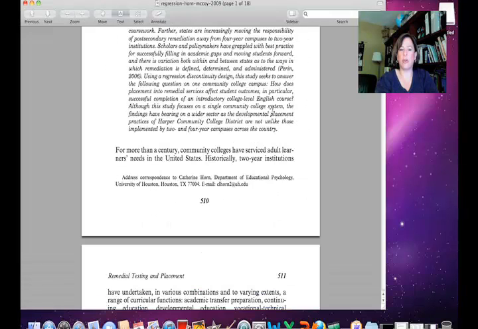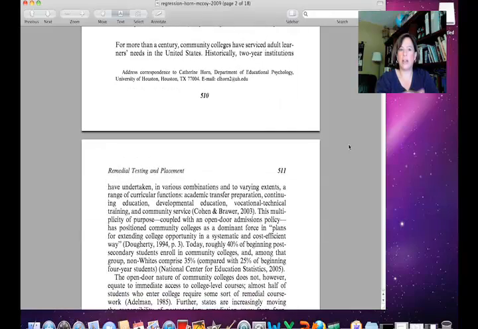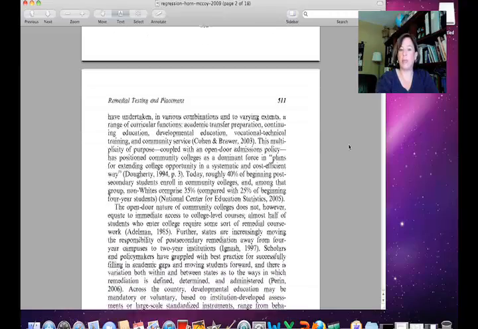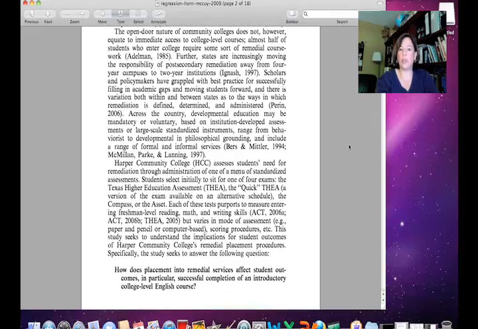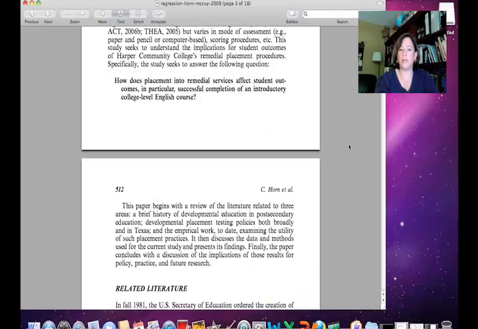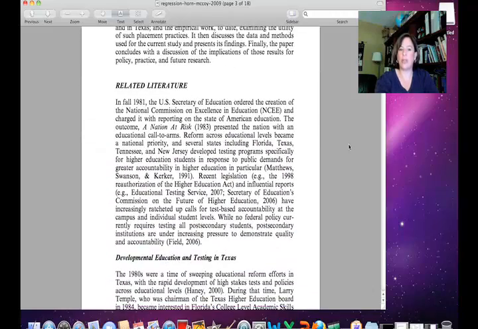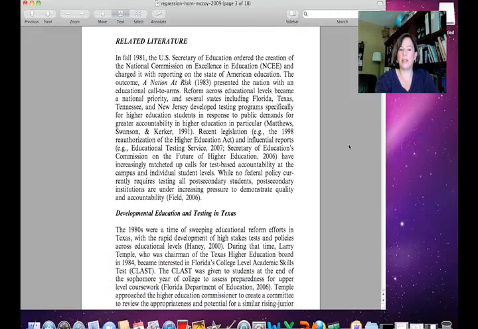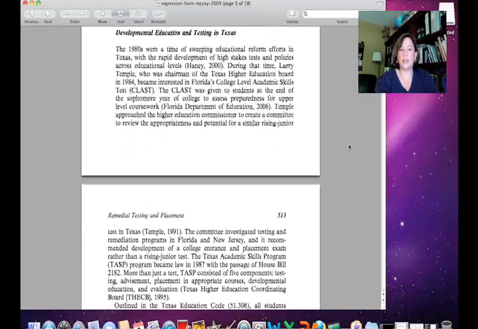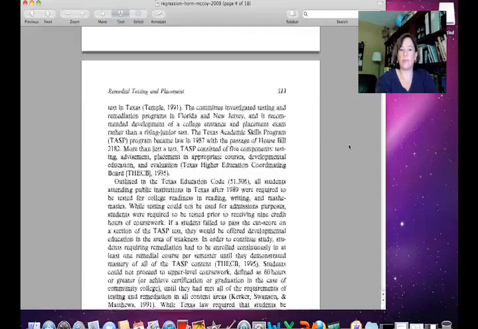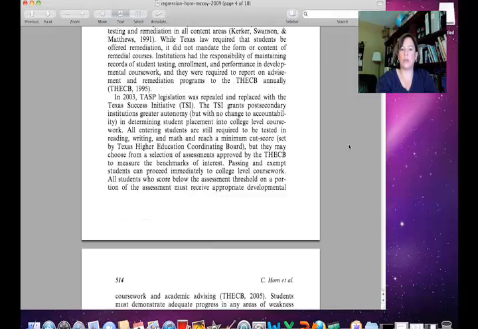Let me make this a little smaller so I don't have to scroll so much. So here is the introduction, setting up the research problem. It looks like the literature review has been included in this introduction section. Here's some more related literature on the topic, putting the current study in context. This article is 18 pages long. That's more typical for a published refereed journal.